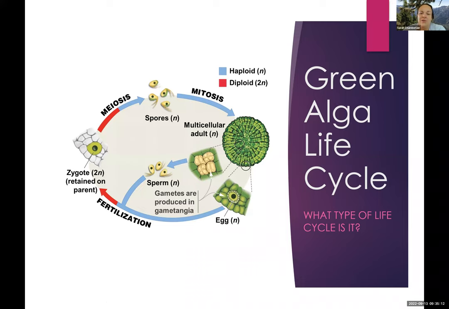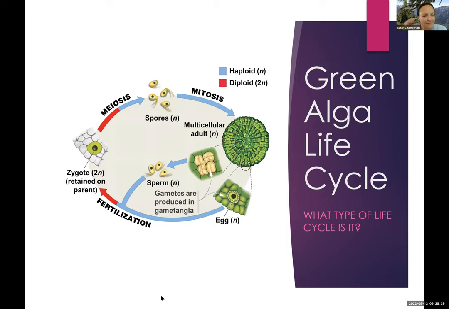So here is a typical life cycle of a green alga. What type of life cycle is this, y'all? I want you to know when I share screen, I can't see the chat. So you're going to have to say stuff out loud. I mean, I can see the chat, but it blocks more of my screen. What kind of life cycle is this?